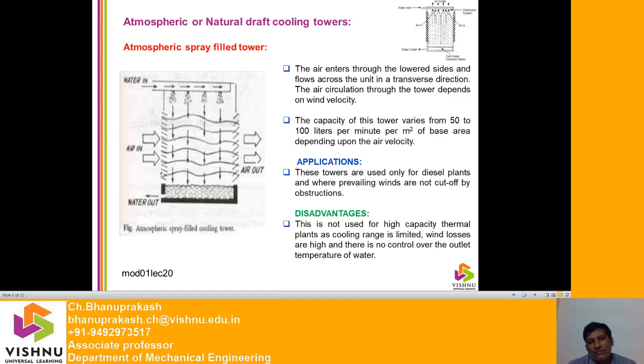So what are the disadvantages? This is not used for very high capacity thermal power plants because it depends on the natural atmospheric air, and the cooling range is also limited. Wind losses are high and there is no control over the outlet temperature of water, because it depends on the atmosphere. When the wind is available, this tower will work highly efficiently. This is regarding the atmospheric spray filled tower.